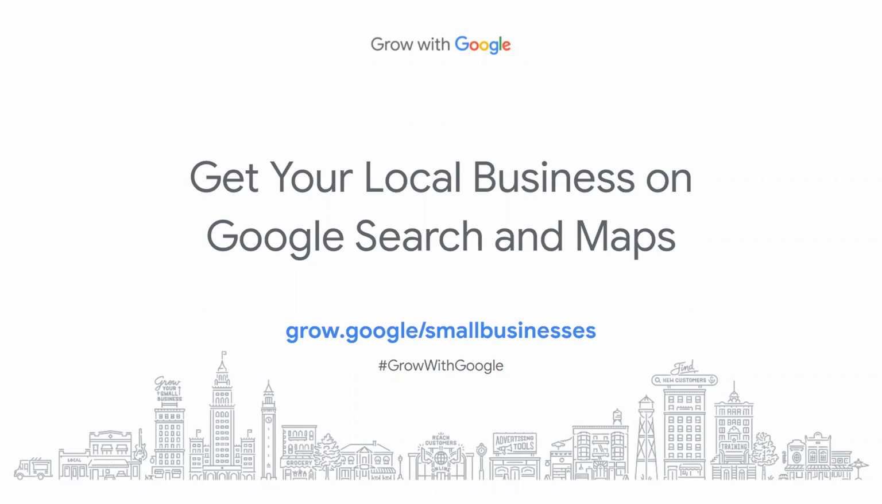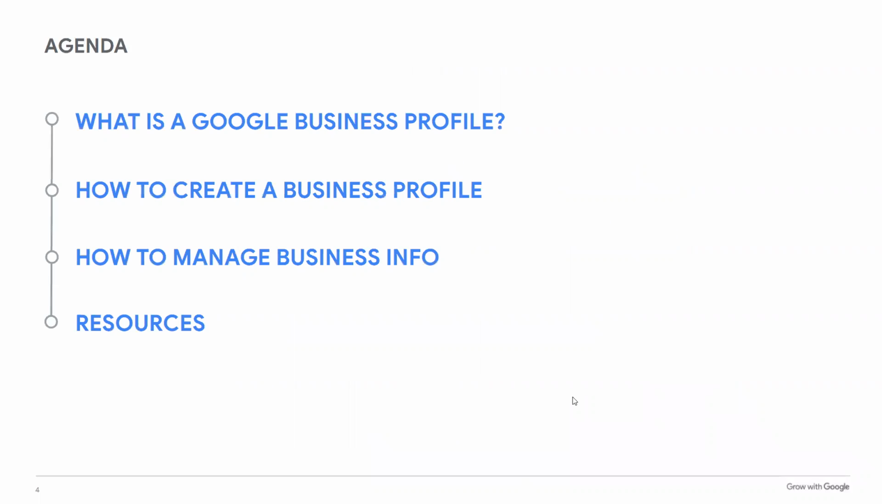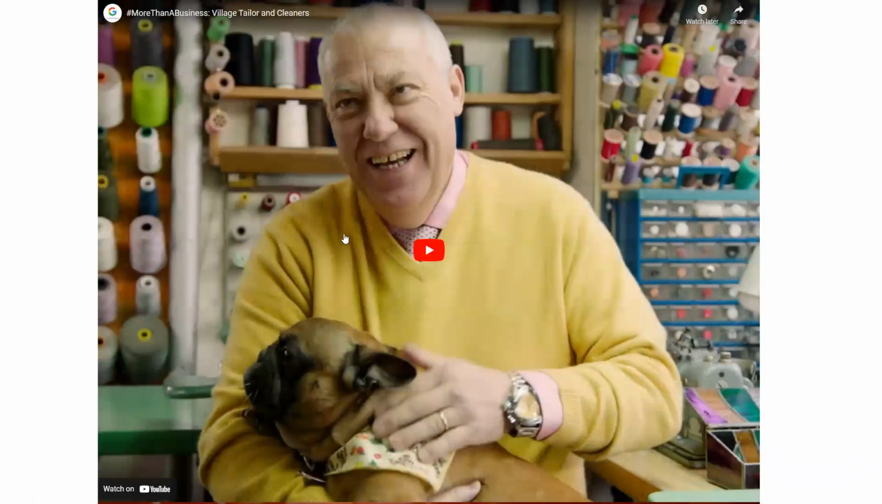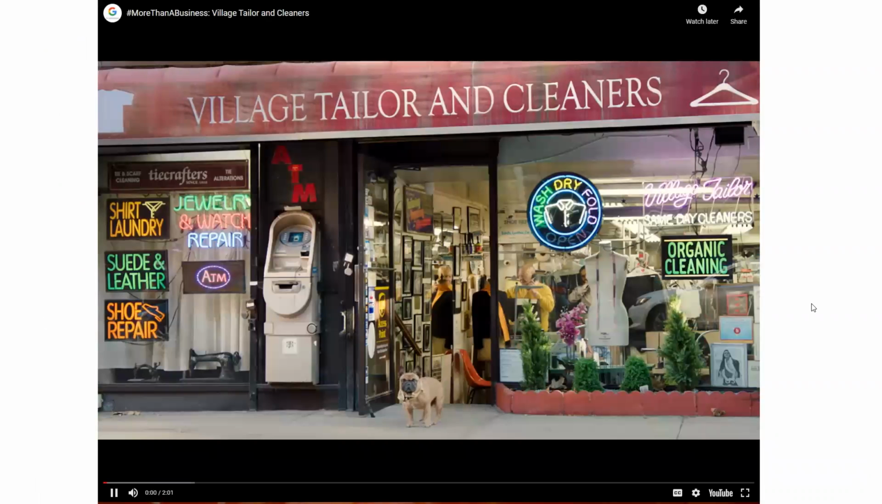So let's talk about the first thing you can do right now to help your business be found by local searchers. And with that, we are going to talk about 4 different things today. We're going to talk about what is a Google business profile, how to create a business profile, how to manage your business info, and the resources available to you. And we're going to watch a short video just so that you can see how that worked for this business.